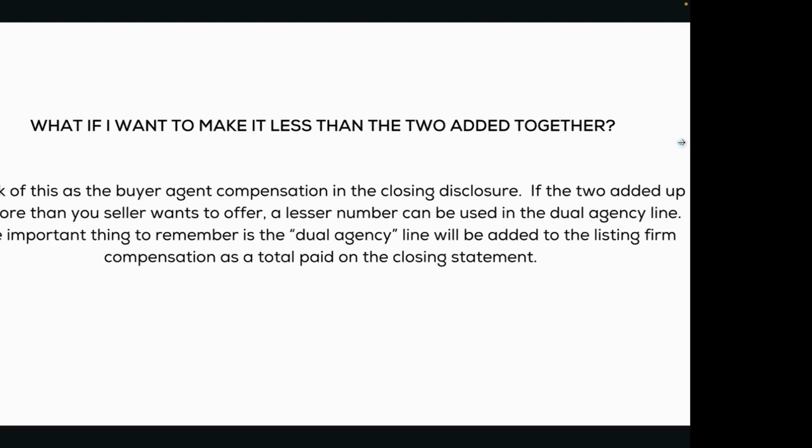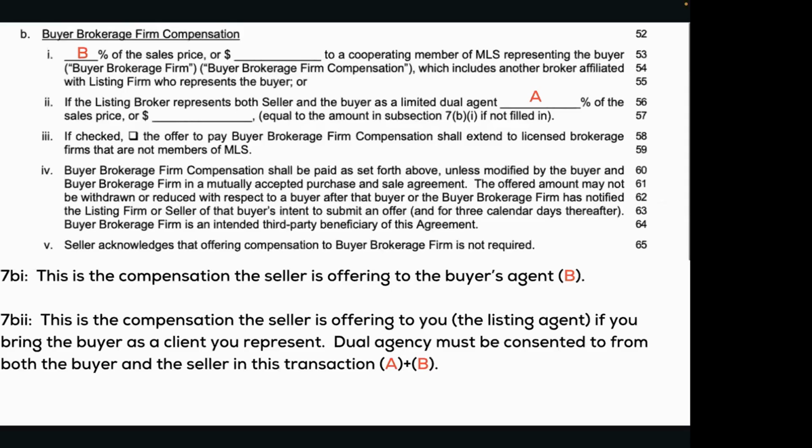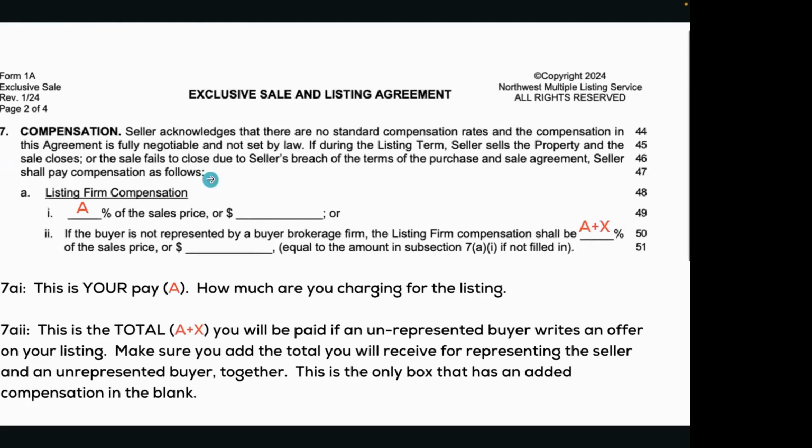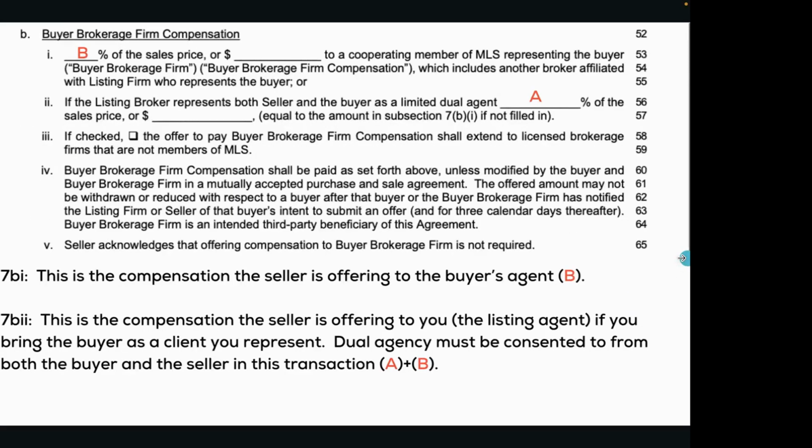All right, so what happens if you want to make it less than the two added together? You can actually make a smaller number. You can actually put a smaller number in line 56, because what happens again at the end, at the closing statement, is this subparagraph is put into what the buyer would have received. The first paragraph is put into what the selling agent would have received. And the two together is what the firm gets. And if you are a dual agent, you get what both of those combined would be.